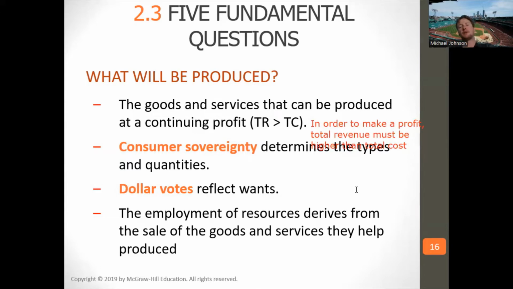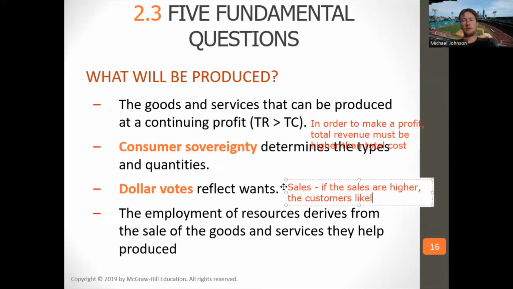And consumer sovereignty determines types and quantities. Dollar votes reflect wants. So dollar votes are sales. Like if the sales are higher, the customers likely want the product.